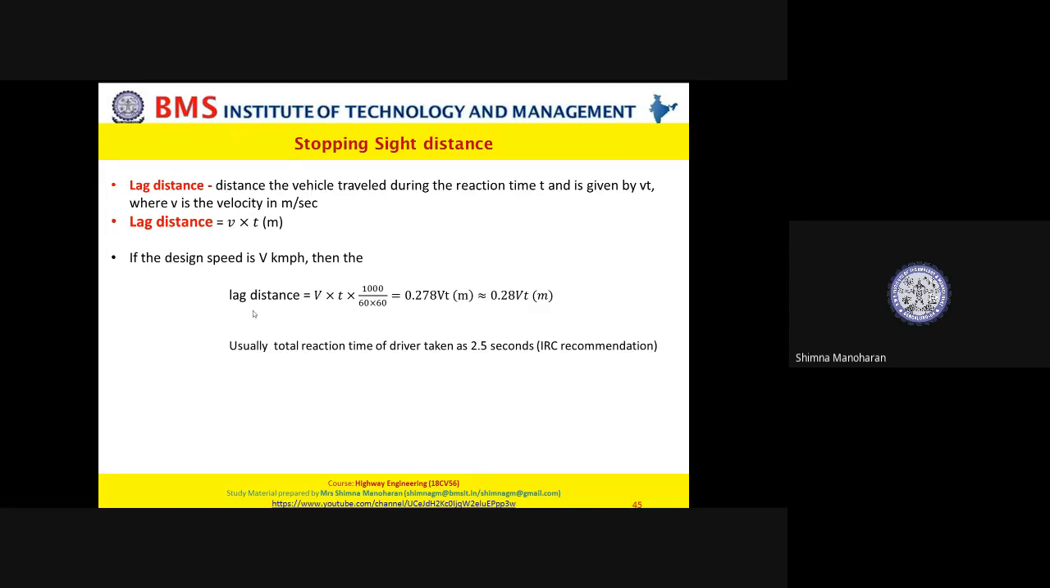Okay. So the lag distance D is nothing but the velocity in meter per second into T. A kilometer is 1000 meters, and an hour is 60 minutes and 60 seconds, so that will give you 0.278 VT, approximated to 0.28 into velocity in kilometer per hour into t. So this many meters is the lag distance. As per IRC recommendation, as I've told, the total reaction time of the driver is taken as 2.5 seconds.